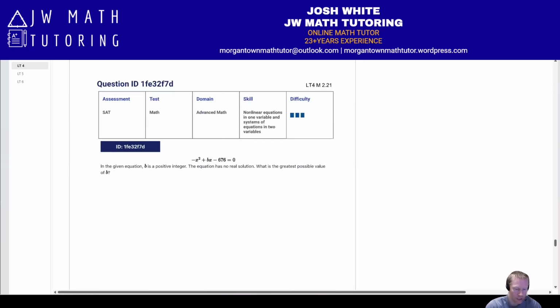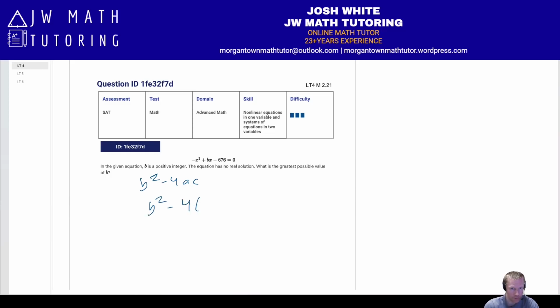Next up, question number 21. So this equation has no real solution. What is the greatest possible value of b? The way that you solve this by hand is you look at the discriminant, from the quadratic formula, b squared minus 4ac. So for this case, you essentially have it less than 0. So b squared minus 4 times -1 times -676, or in other words, b squared minus 2704 is less than 0. B squared is less than 2704.